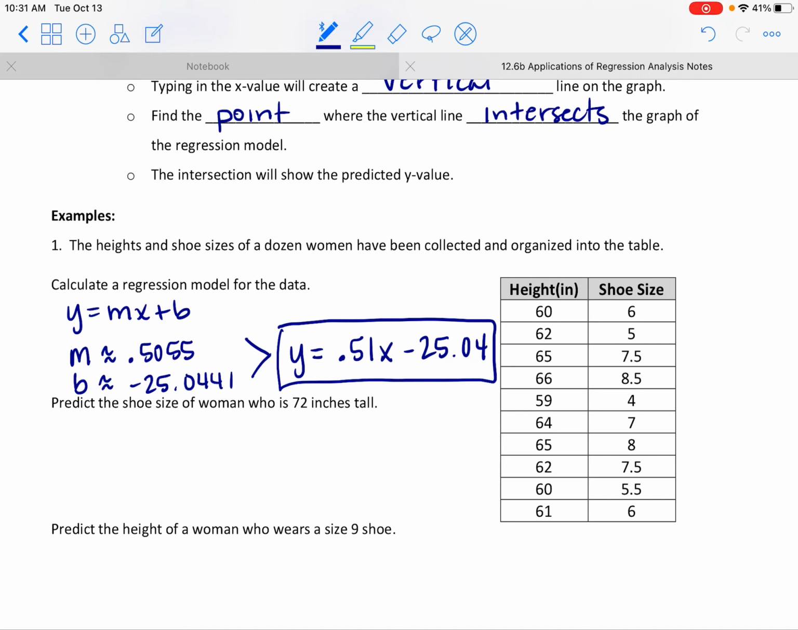If you look at the next part here, it says predict the shoe size for a woman who's 72 inches tall. Well, in our data for the dozen women, we don't have anyone that's 72 inches tall, so I can't use the data to try to guess what the shoe size would be. So this is where the model is going to be helpful. Even though the data stops, the model continues.